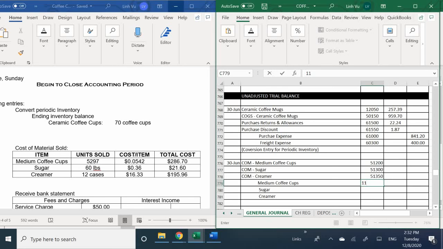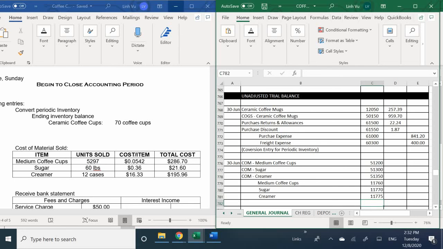Okay, so the account numbers: I see 11,760 for the medium coffee cup, and then the sugar is 11,770, and then creamer is 11,775. All right, so here I've labeled how many cups I used, how much sugar I used, and how much creamer I used.